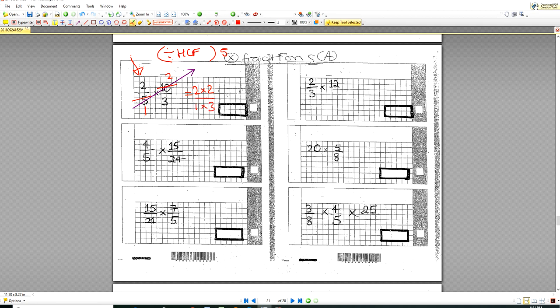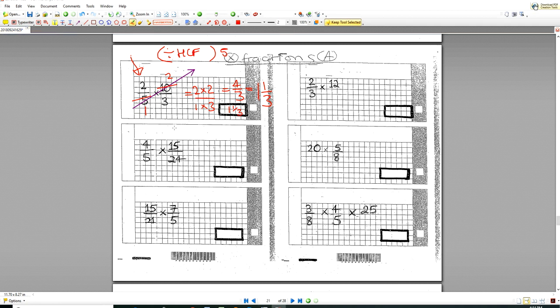Now we go to the last stage, which is multiply the top numbers together and multiply the bottom numbers together. So that'll give us an answer of 4 over 3. Now be careful here. 4 over 3 is called a top heavy fraction, so we call it an improper fraction. The top number is bigger than the bottom. So 4/3, 4 divided by 3 is 1, remainder 1. So the final answer is 1 and 1/3.